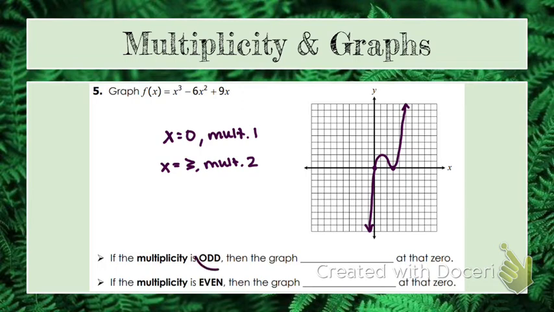So what's the difference between the odd multiplicity and the even multiplicity? What happens at each of these? Well, when we have an odd multiplicity, the graph intersects, actually I call it crosses. Let's be consistent. The graph crosses the x-axis at that 0. But if the multiplicity is even, then we say the graph bounces at that 0. So if it's odd, it crosses, and if it's even, it bounces off. Okay?